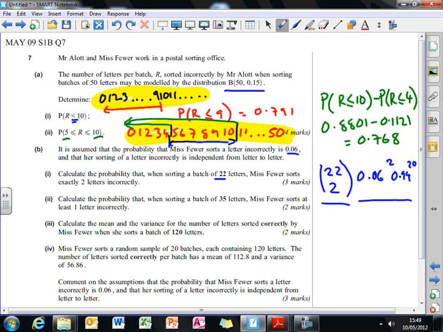So there's a lot of different combinations, and there's 22 choose 2 combinations of finding 2 out of the 22 being incorrect. So this is the probability of getting just one of the combinations, so of getting 0.06 twice, the probability of getting 2 incorrect and then 20 correct. If you type that into your calculator, it's been a long day, I do apologise.